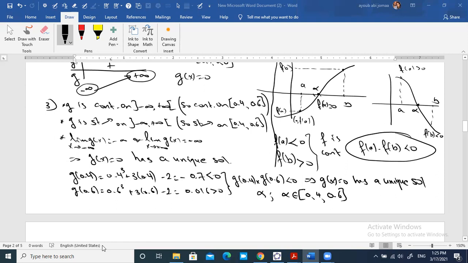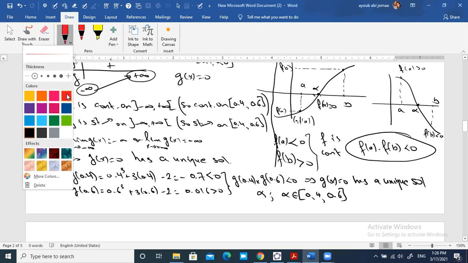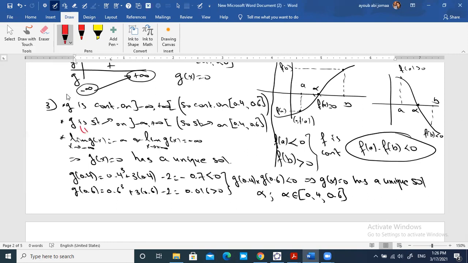لازم نرجع نعيد الخبرية. To prove that the function or the equation g of x equals 0 has a unique solution, أول شيء it is continuous. لازم تكون strictly increasing or strictly decreasing. هيدا strictly increasing مش من عندي، جبتها من table of variations, by part 2.